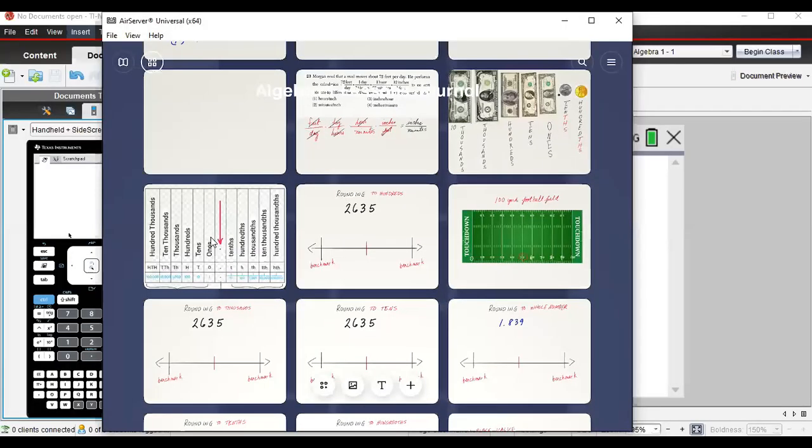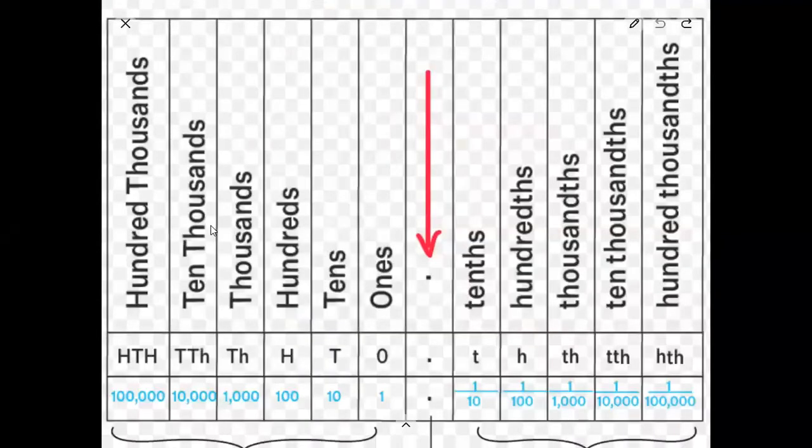The very first thing you got to know is your place values. I've got an arrow here pointing to the decimal, because the decimal tells you where the whole numbers are, and where the decimal part is. I'm going to focus on the ones you need to know. To the left of the decimal is the whole number part: the ones, the tens, the hundreds, the thousands. To the right of the decimal place is the tenths, hundredths, thousandths, and that should do it.